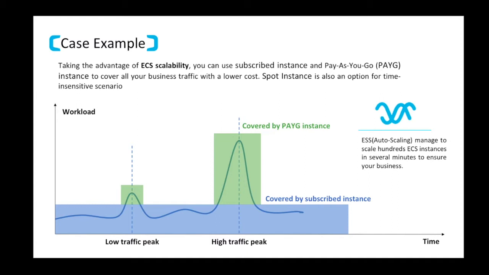Using auto scaling with specific configuration, you can set up an automated process so that when the workload reaches, like, 80% of the capacity of your subscribed instance, it initializes a pay-as-you-go instance to cover the increased demand and releases it when the traffic goes down. Playing with the different instance types and configuring the auto-scaling to dynamically fit your real business scenario, you can make your ECS architecture fully optimized.